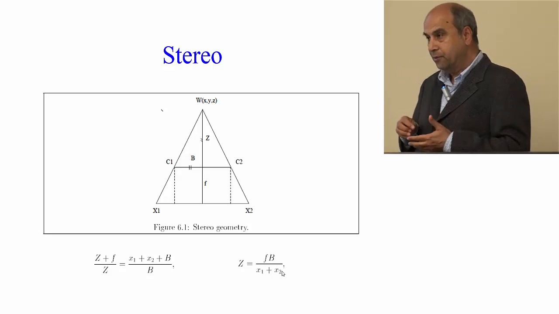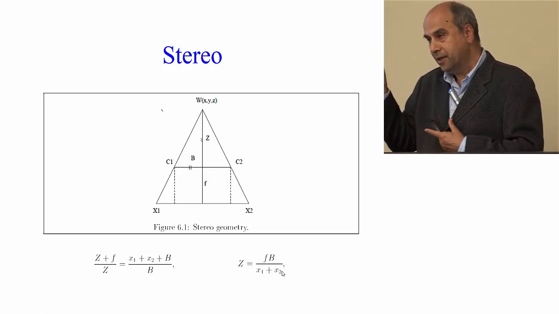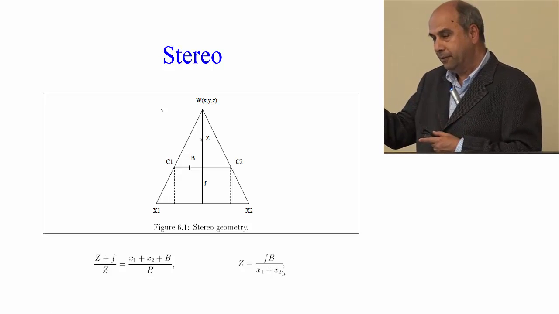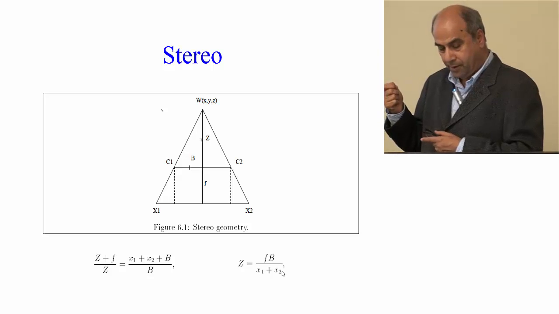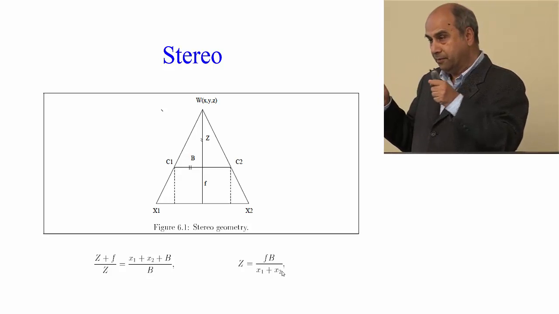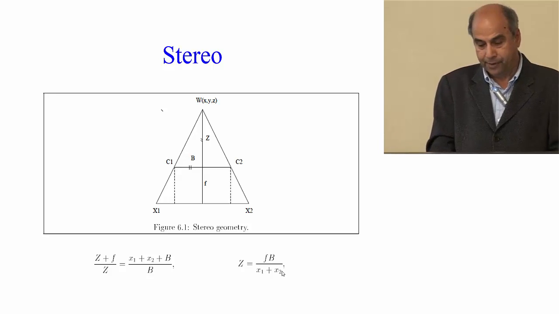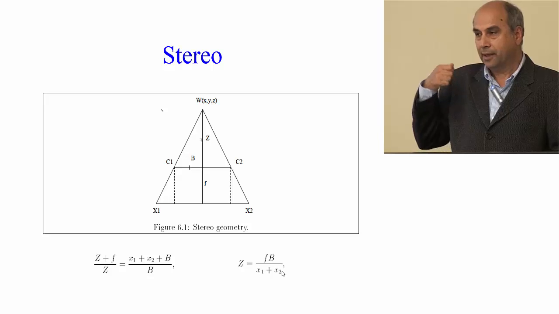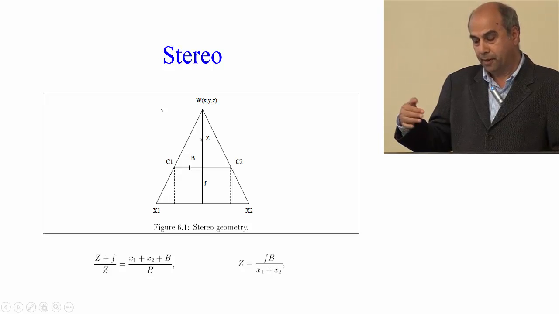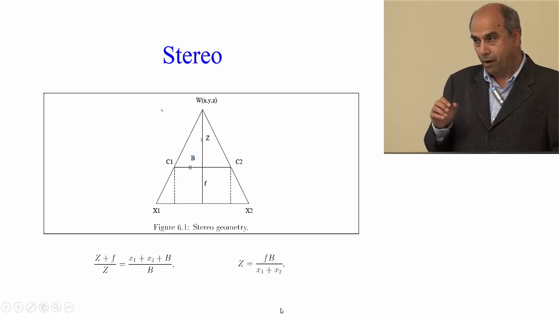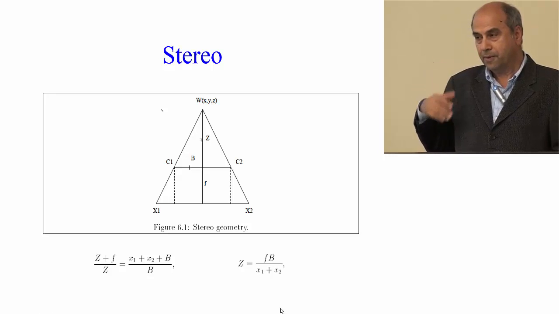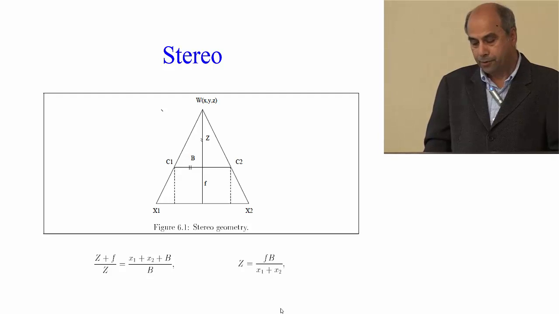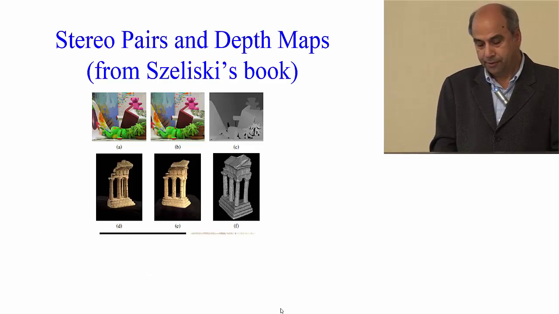So x1 plus x2 is called disparity, the distance in the left image compared to the right image. B is called baseline, the distance between cameras. F is the focal length. So the disparity depends on the depth. Depth depends on disparity inversely proportionally. If the disparity is large, depth is small. If disparity is small, then the depth is large.